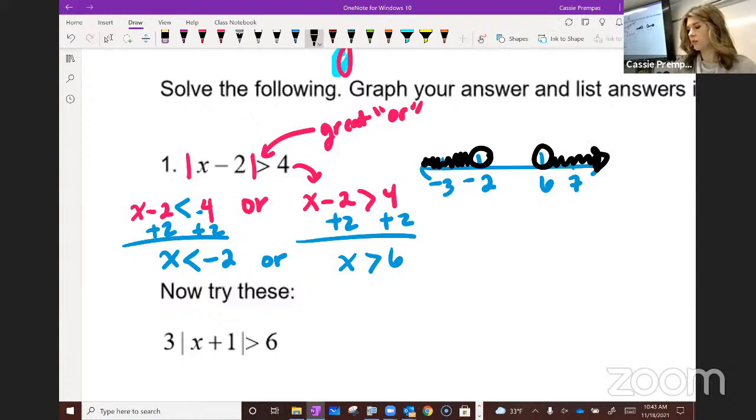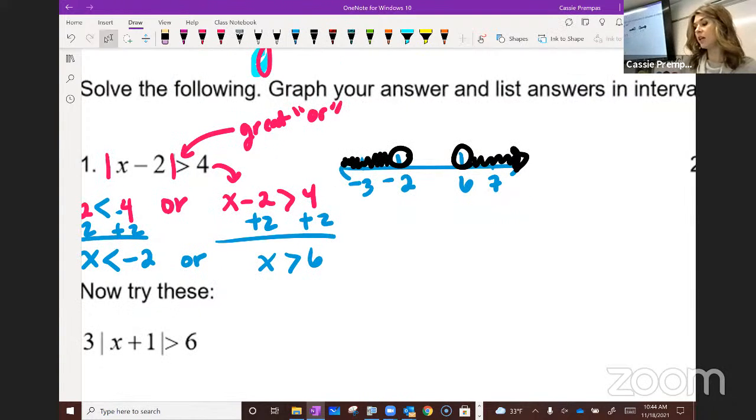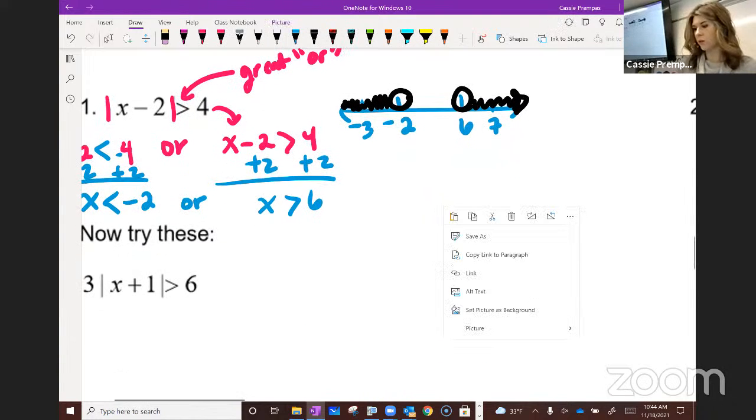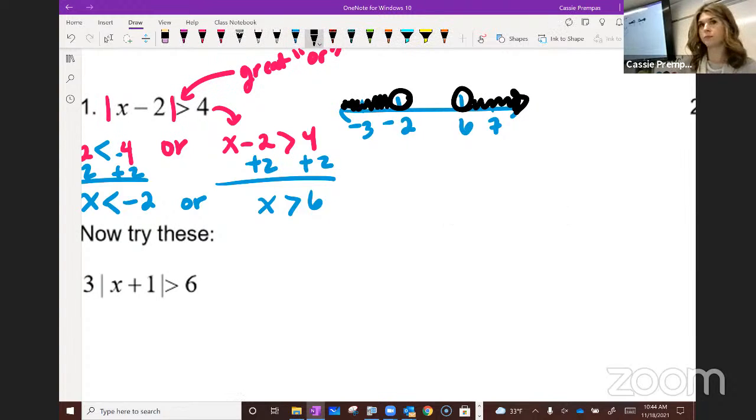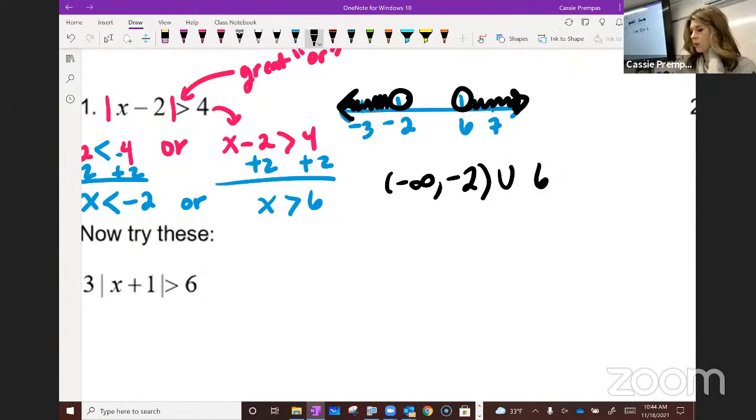Right. To write my answers in interval notation, what's the smallest value x could be? -infinity. Where do they go up to? Oh, it stops somewhere. -2. Would I put a parentheses or a bracket there? Parentheses, and then the union symbol joins another set. 6, good, with parentheses to infinity. And that would be our answer.